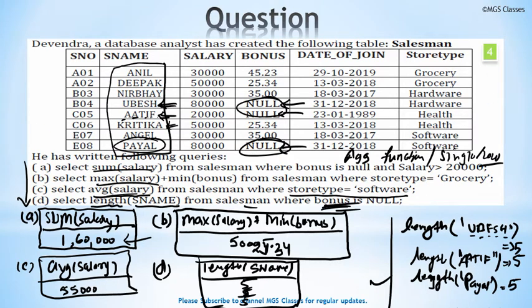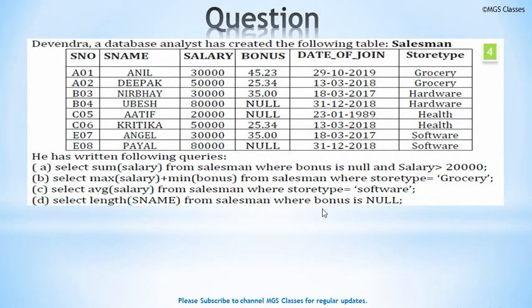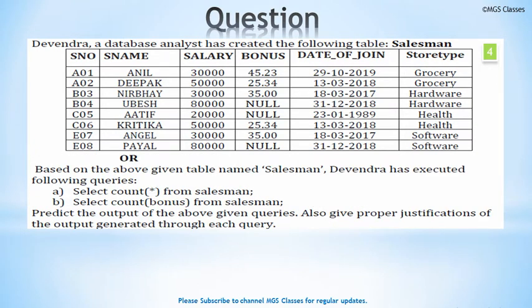Now we will discuss the internal choice of this question. The same table we need to consider, and based on the given table named salesman, Devendra has executed the following queries: select count star from salesman and select count bonus from salesman. So first we need to predict the output.